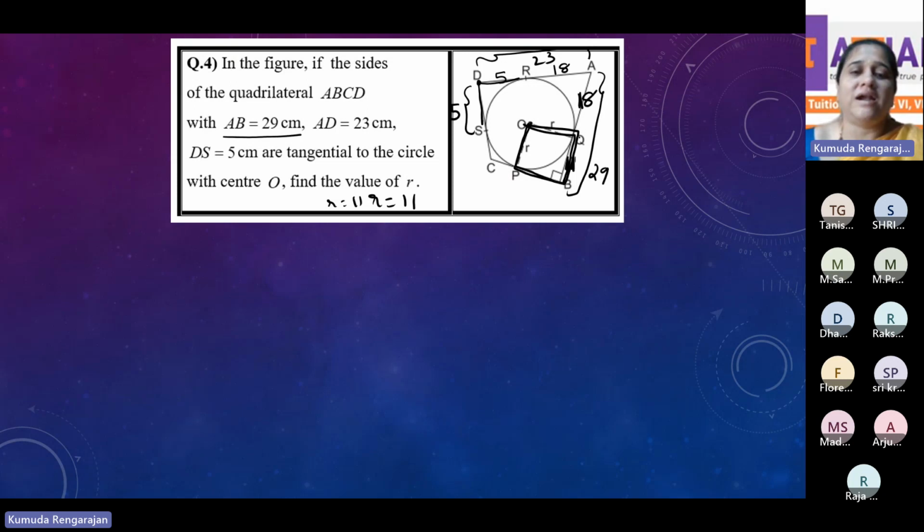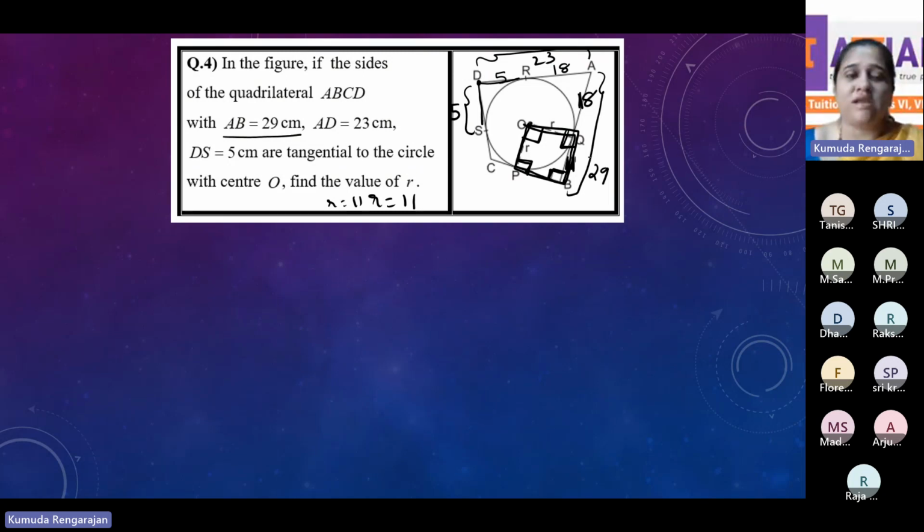Now we know that a quadrilateral is a rectangle if every corner is a right angle. So in OPBQ, this is 90 because radius is perpendicular to tangent. This is 90 because radius is perpendicular to tangent. This is 90, it's given. So obviously the fourth angle of the quadrilateral will be 90, because 90 here, 90 here, 90 here. So the fourth angle has to be 90. This way, the quadrilateral OPBQ is a rectangle.